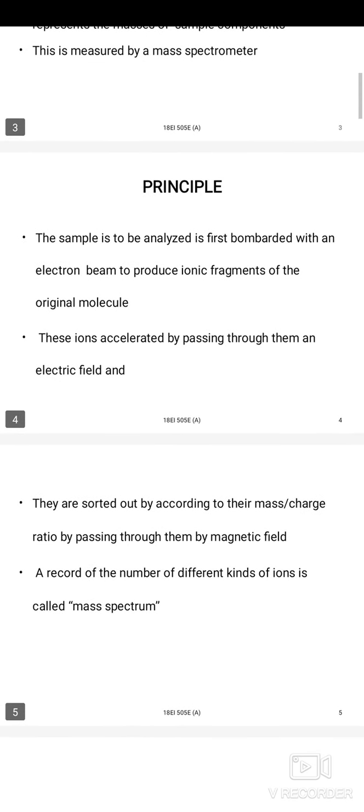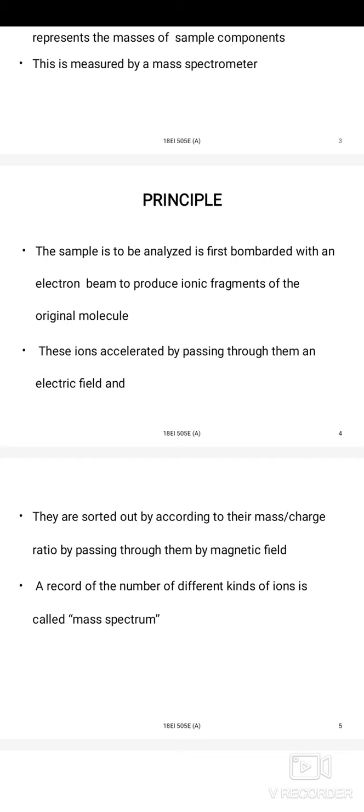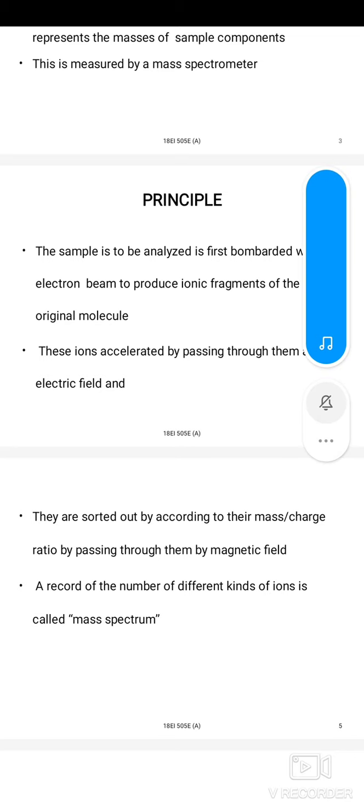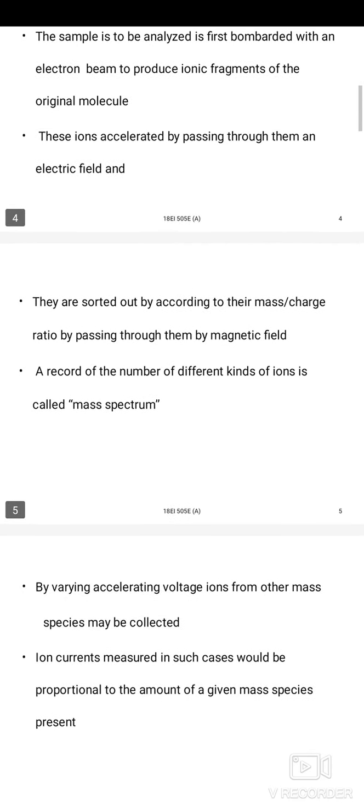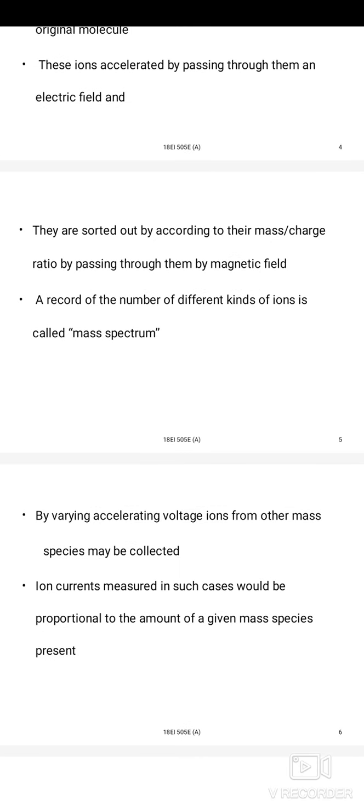We can see the next slide, principle. The sample to be analyzed is first bombarded with an electron beam to produce ionic fragments of the original molecule. These ions are accelerated by passing through an electric field, and they are sorted out according to their mass to charge ratio by passing them through a magnetic field.